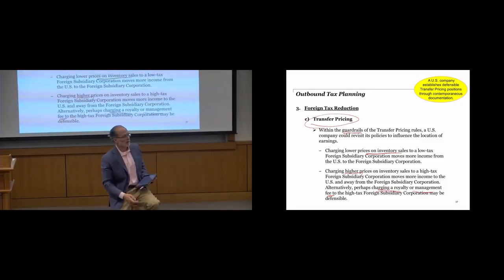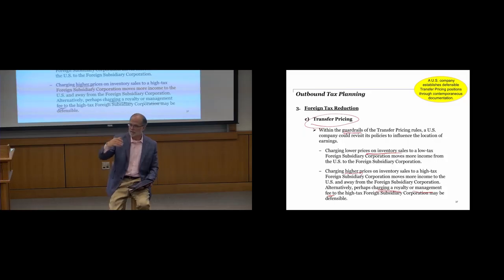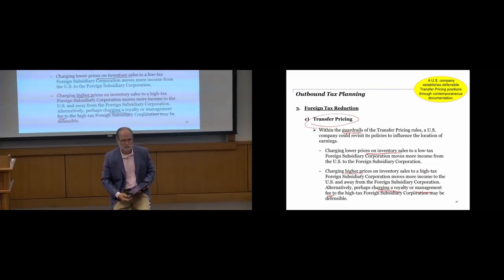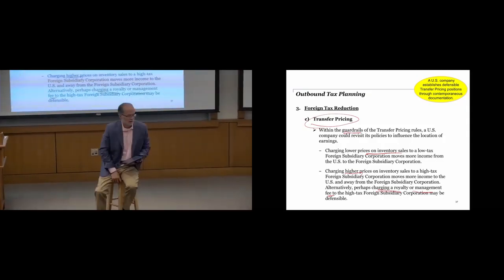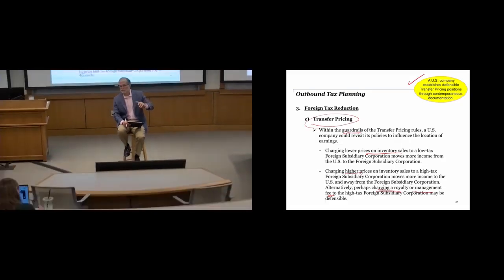You're just shifting income out via deductible payment. Now, your facts have to line up with that. You can't just start charging somebody a royalty, right? They have to use intellectual property. You formalize that via a license and have them compensate you via a royalty. Again, you can't just start charging management fees. There has to be a real management service offered to the foreign subsidiary that is going to be reasonable in pricing that as a deductible expense. And I put in the bubble, all transfer pricing positions are supported by contemporaneous documentation.